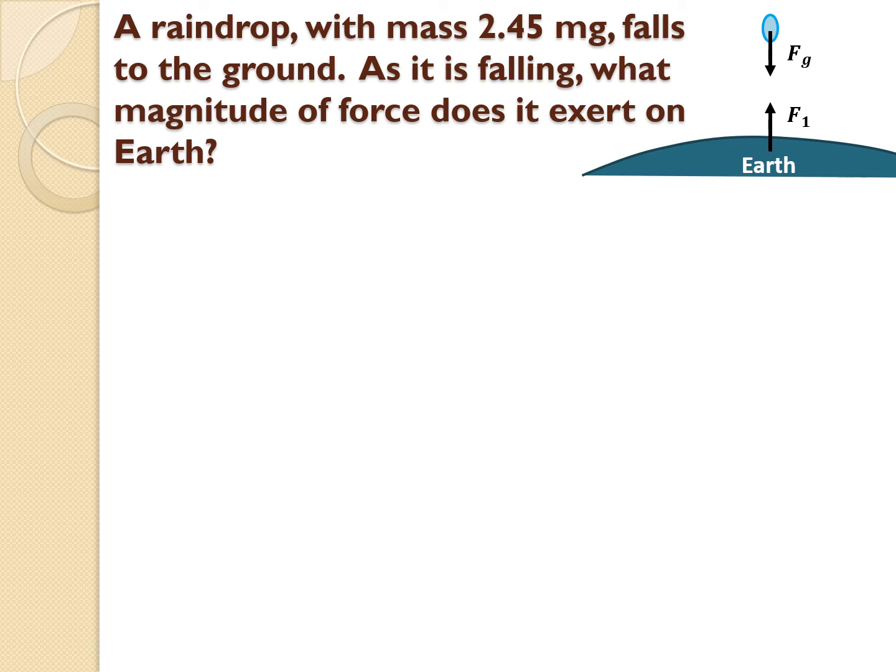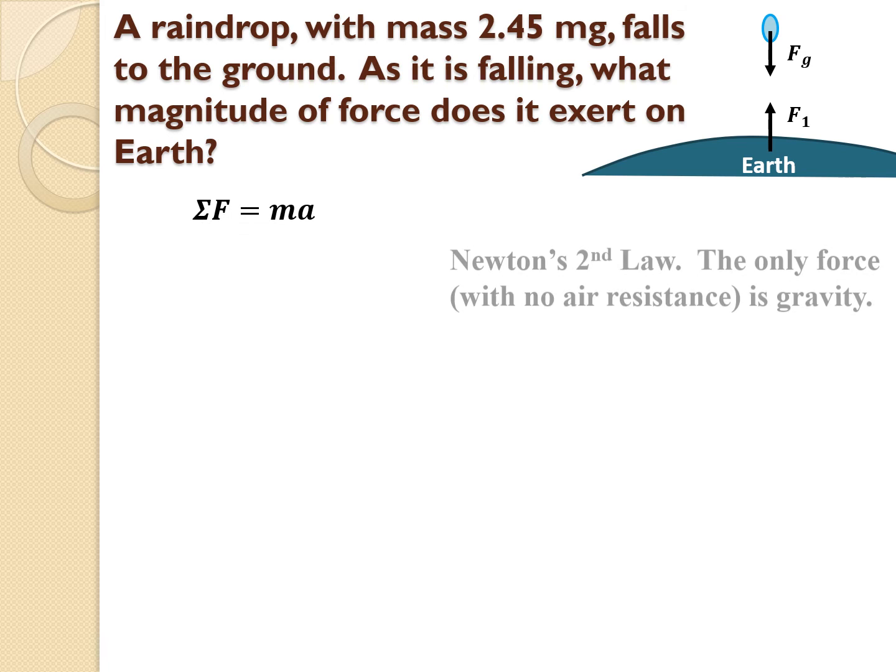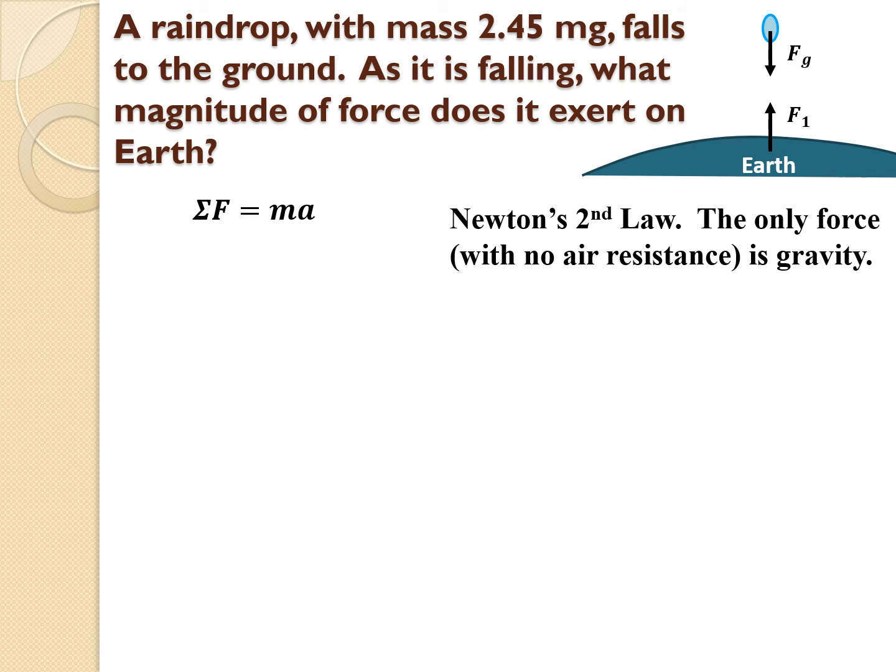Now we can't really figure out the force that it exerts on the earth, but we can figure out the force that the earth exerts on the raindrop by using Newton's second law. Newton's second law says net force equals mass times acceleration. Now the only force acting on the raindrop is the force of gravity from Earth, and that's going to be equal to the mass times acceleration.